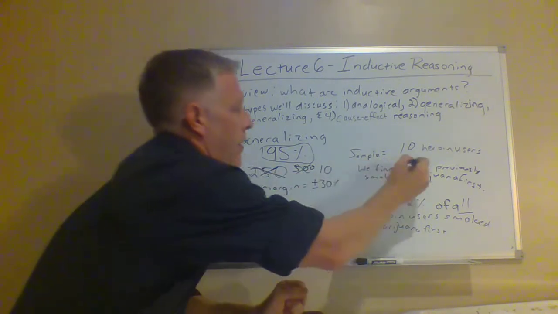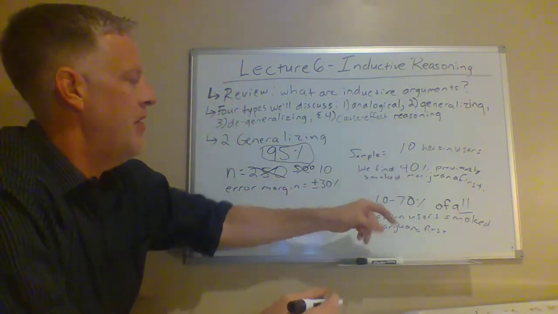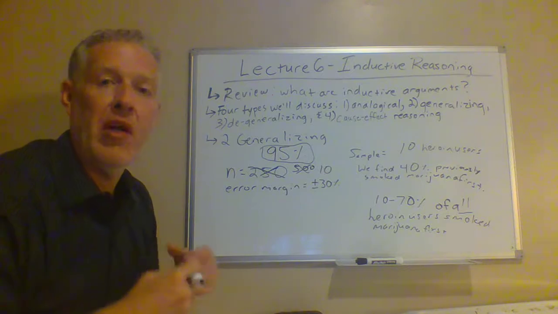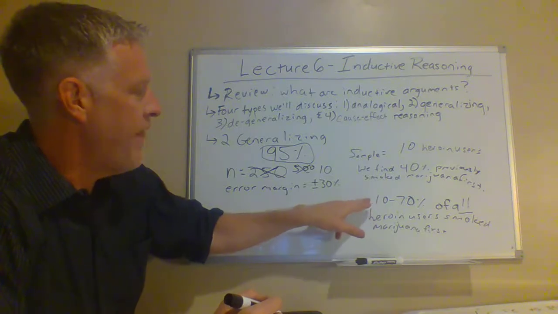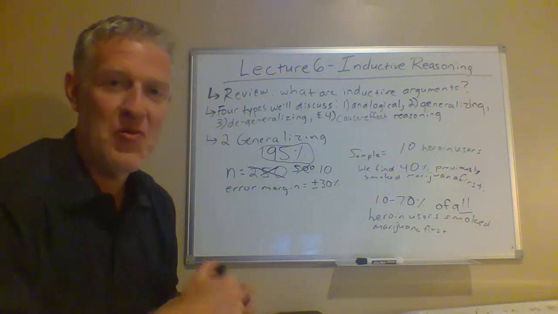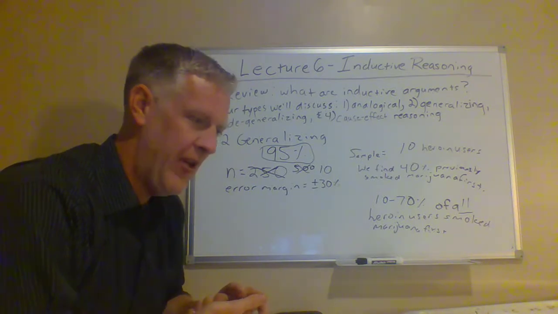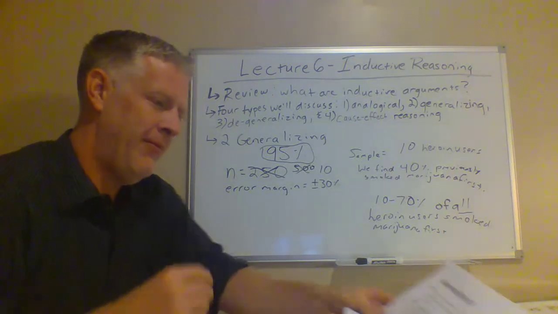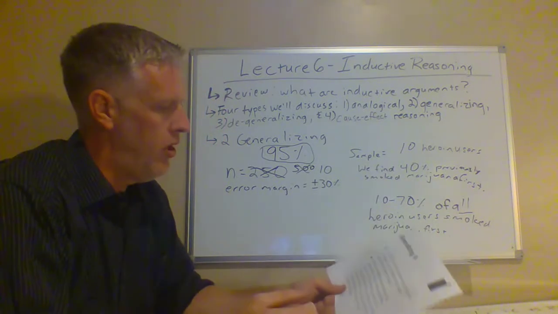Let's change that to 40. We could still infer something, it's just that what we can conclude from it is something we're not nearly as confident about. We could say we're 95% sure that 10 to 70% of all heroin users smoked marijuana first. That is a huge range, and probably not something we would even want to utter. So anyway, that's an example. Hopefully that helps clarify the concepts detailed on slides 13 as well as 12.